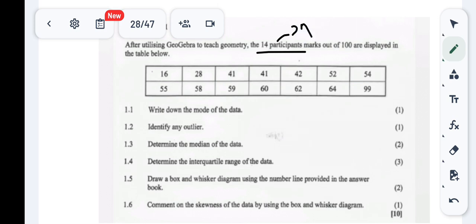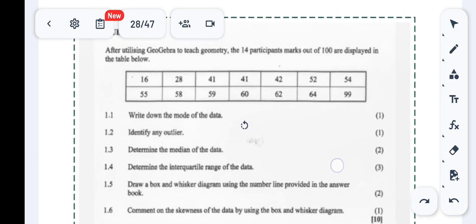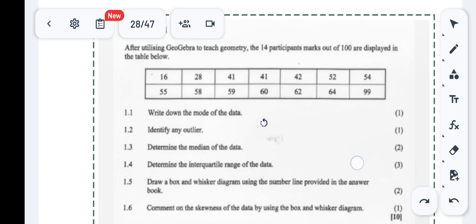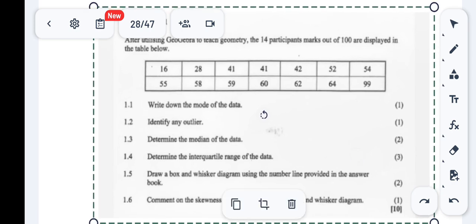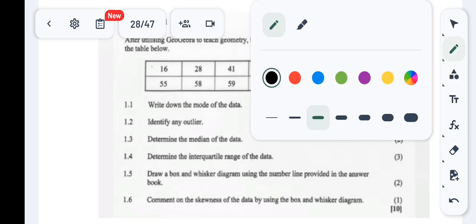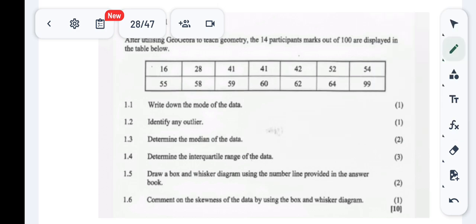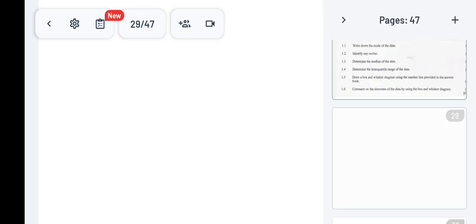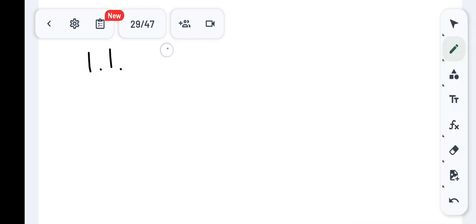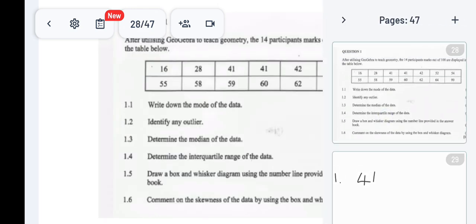As you can see, our data is arranged from smallest to largest: 16, 28, 41, 41, 42, 52, 54. Write down the mode of the data. What is mode? The number that appears the most. As you can see, 41. So the correct answer for 1.1 is 41, the number that appears the most.